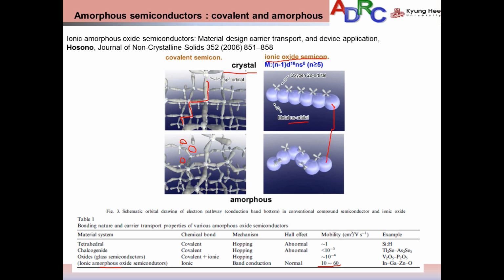In the case of crystal covalent semiconductors, for silicon, we can easily reach very high mobilities, more than 100 centimeters square per volt second. But in the case of amorphous silicon, this mobility falls down to 1 centimeter square per volt second.